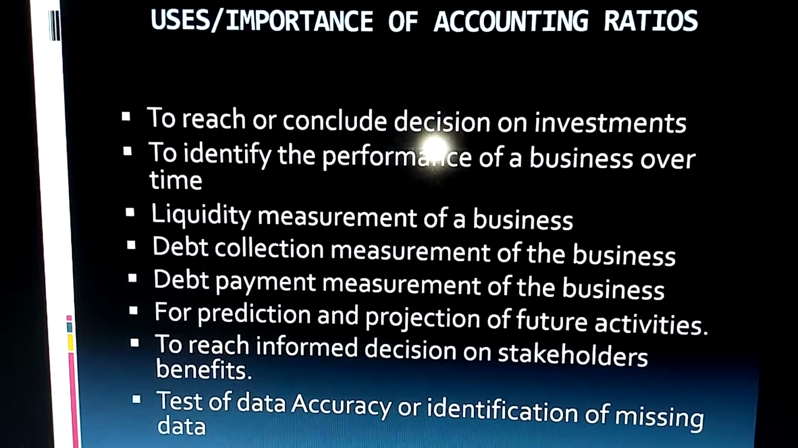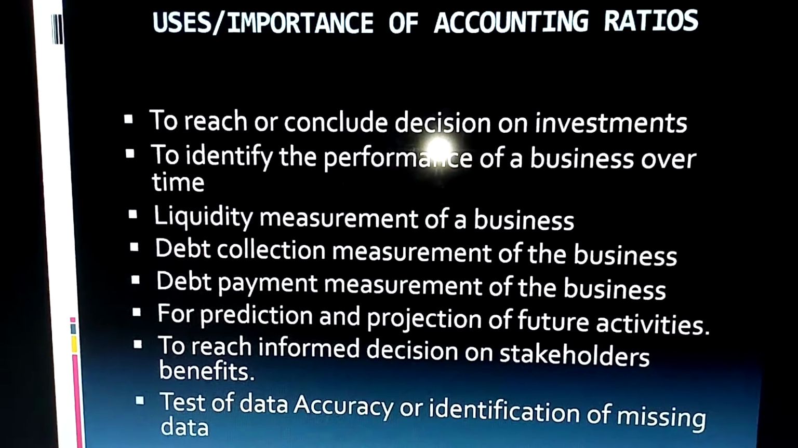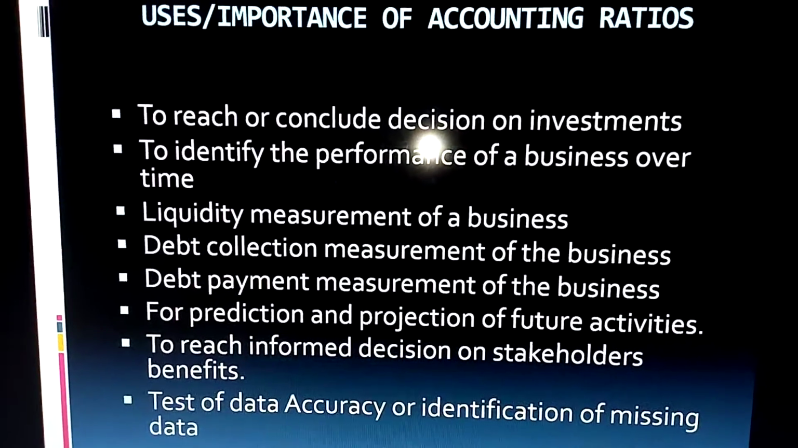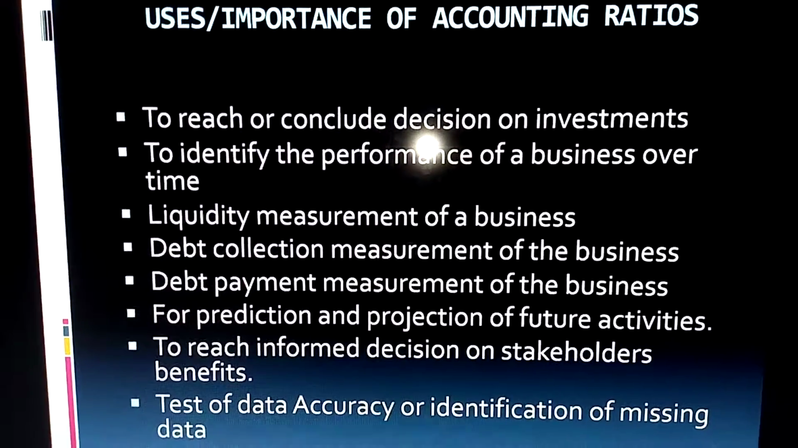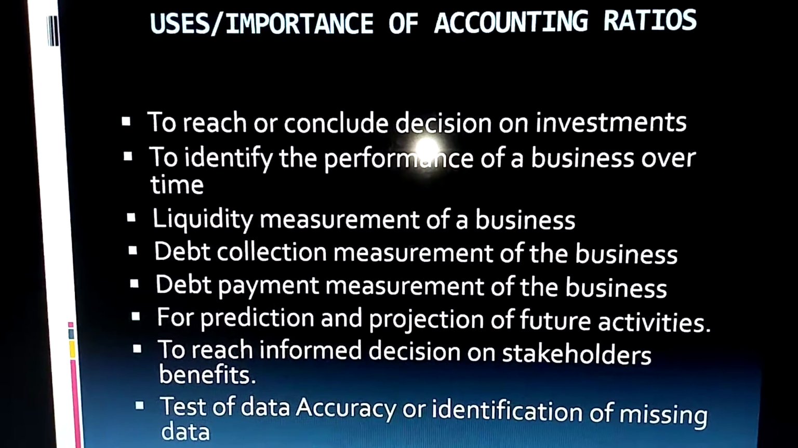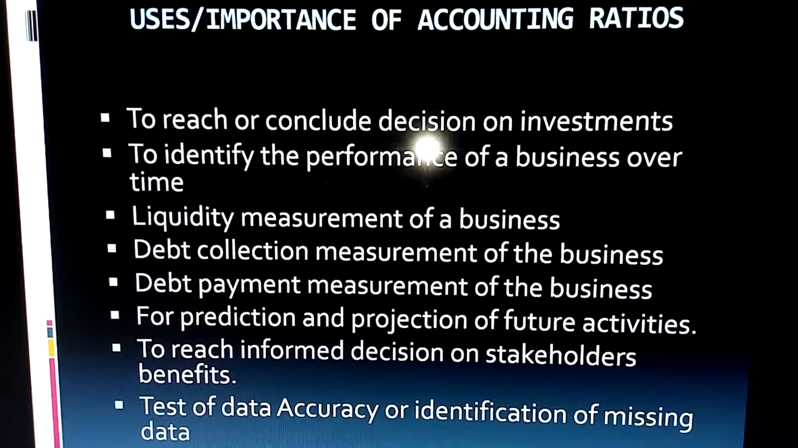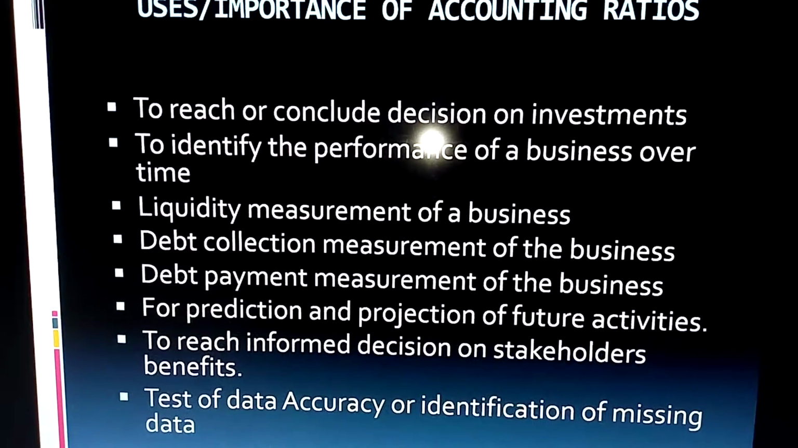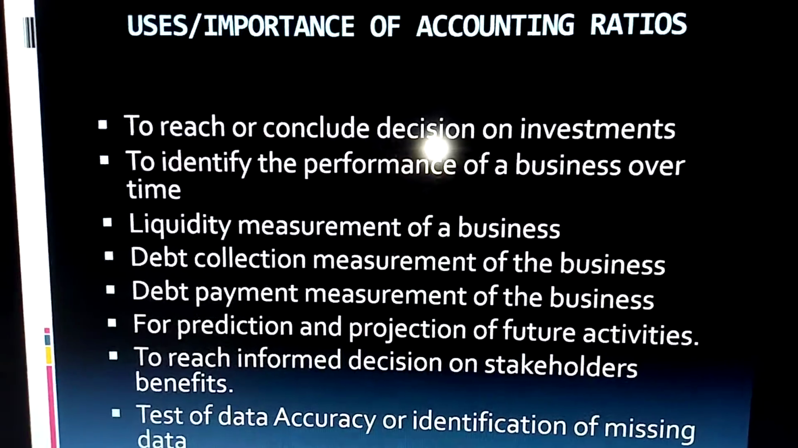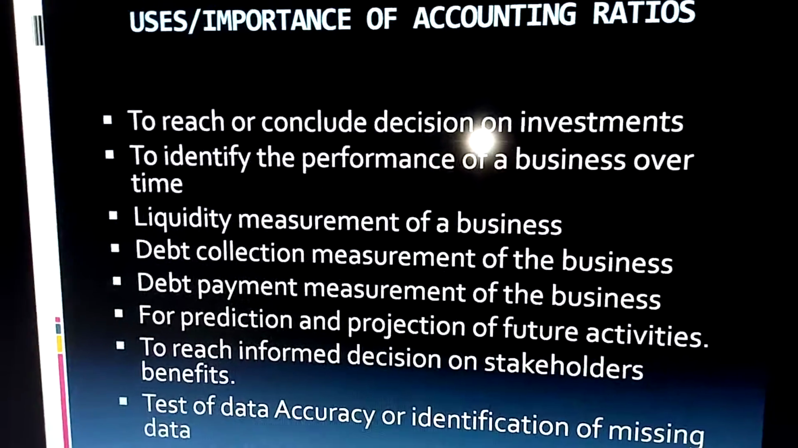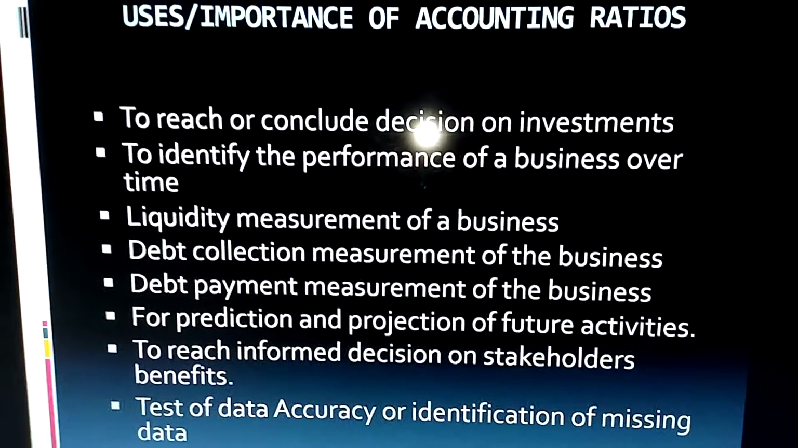You want to predict, you want to project. How do you see the business performing in the next 2, 3, 4, 5 years, or even 10 years? You can do your projections, and then you can use accounting ratios to interpret some items. You want to get informed decisions on stakeholders' benefit. For instance, your employees: is it time for them to get increases, or bonuses? You can use accounting ratios to know if the business is liquid enough, capable enough to reach out to such stakeholders in form of benefits.